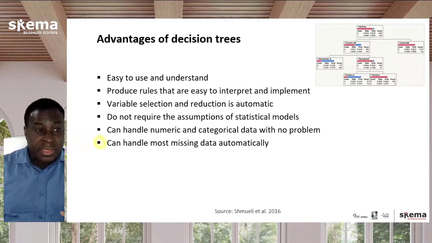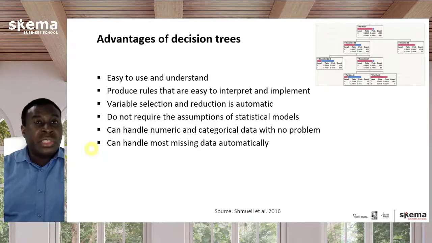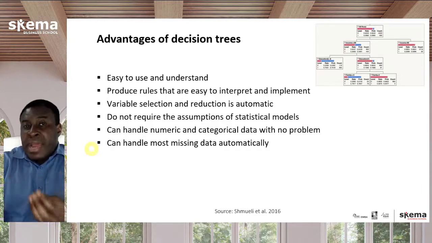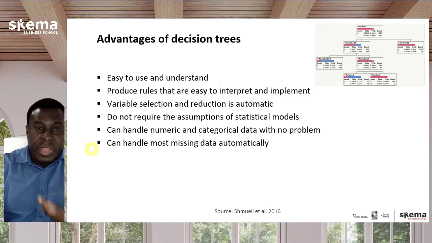And related to this, decision trees is one of very few algorithms that can handle most missing data automatically. So that is, you don't have to fix your missing data before the decision tree works with it. And that's because the decision tree just treats missing data as data. It says that some values are missing and that might actually determine some outcomes. So it's very flexible in working with missing data.